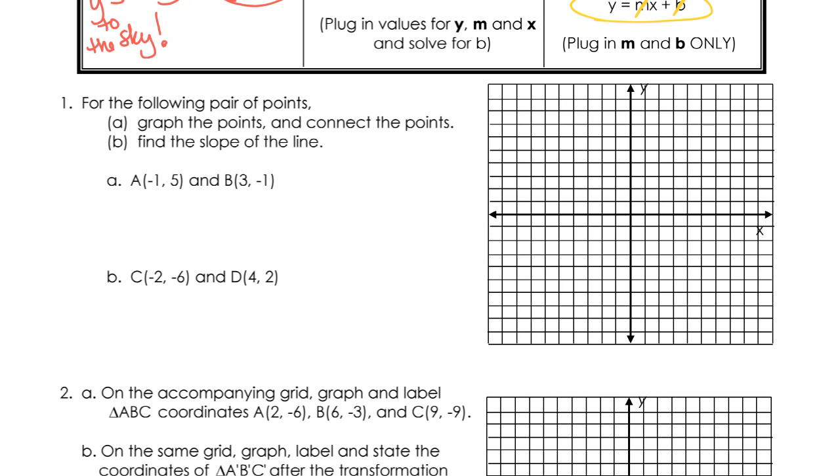So in number 1, it says for the following pairs of points, we're going to graph the points and connect the points, and then we'll find the slope of the line. We're going to give ourselves a little bit of a visual by using the graph. And so A is at -1, +5, and B is at +3, -1.